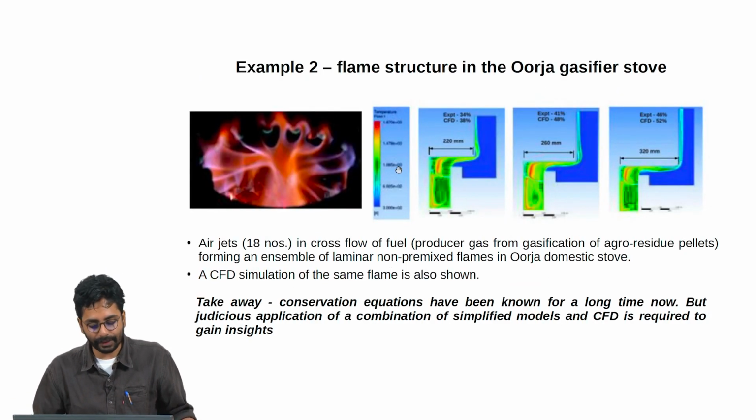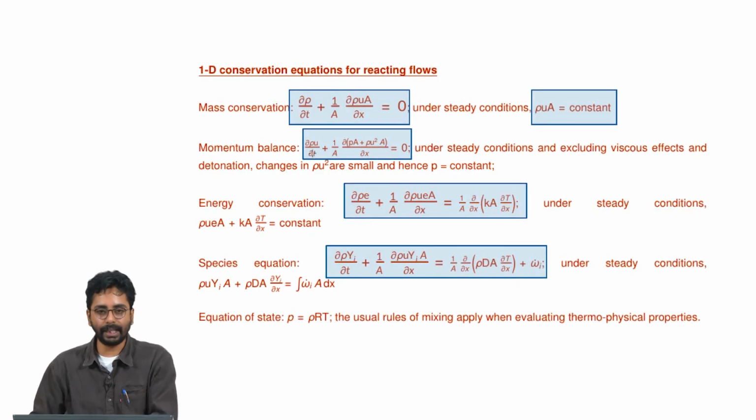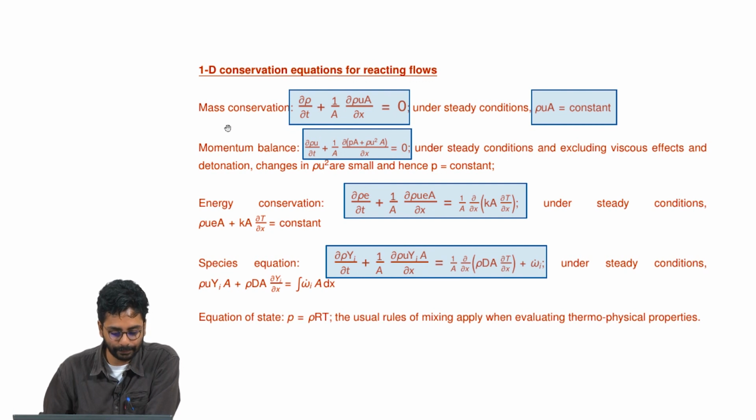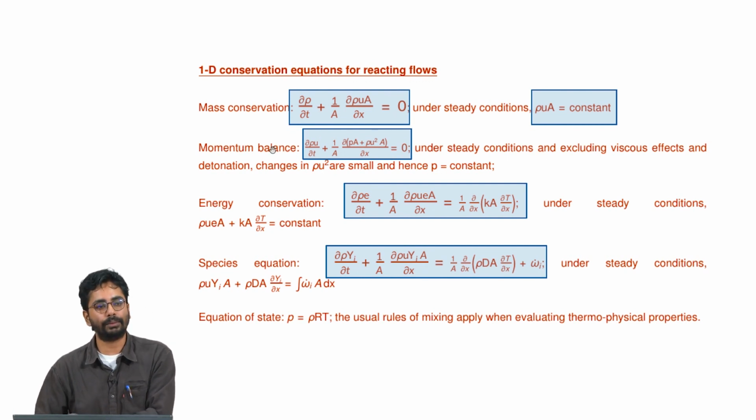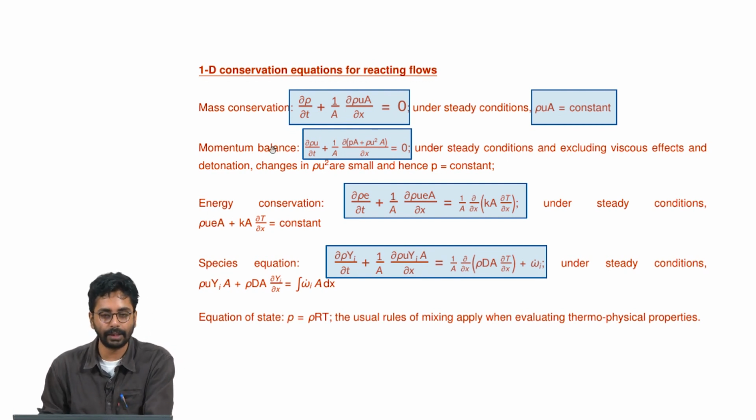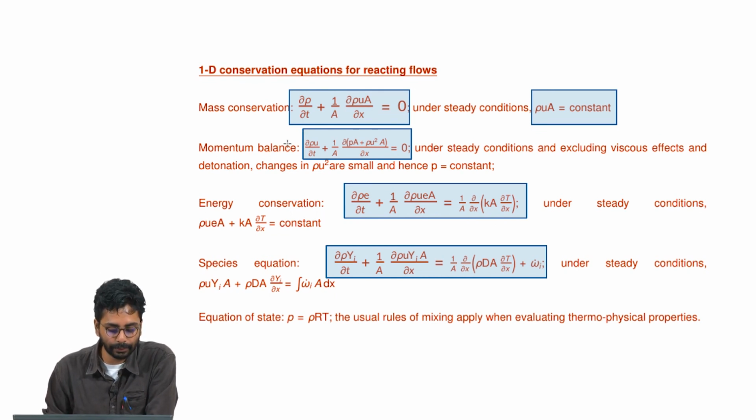The definition of efficiency here is the heat transferred to the vessel per unit time divided by the mass flow rate of the fuel multiplied by the calorific value of the fuel. This is thermal efficiency. So, with that, I will quickly go through conservation equations in simplified forms. You may have gone through the derivation of these equations in your fluid mechanics class.